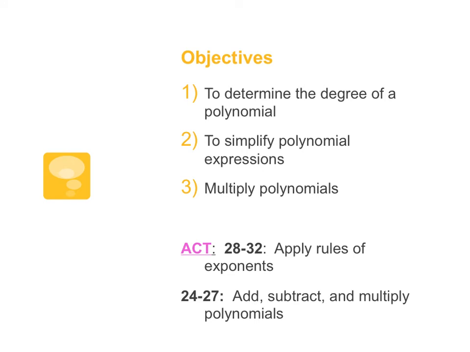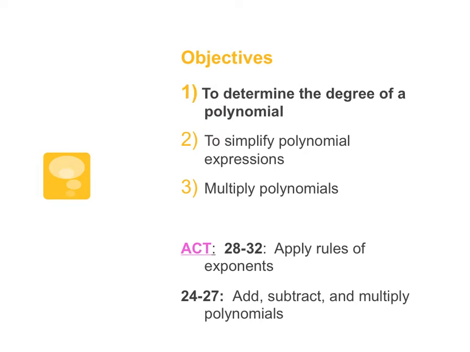First, we're going to determine the degree of a polynomial. We're going to simplify polynomial expressions, and we're going to multiply polynomials. All of this you've done before, so it should be a review. For the ACT, you have to be able to apply the rules of exponents and add, subtract, and multiply polynomials. Again, all of which we're doing today.